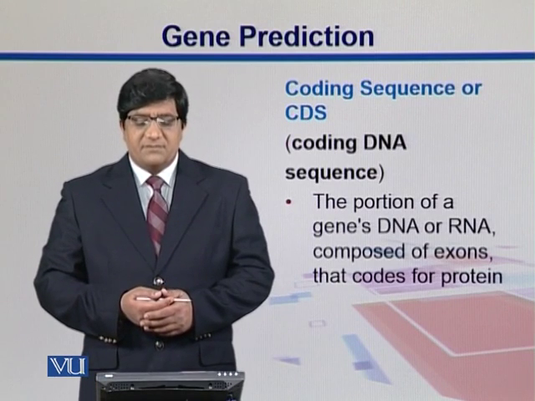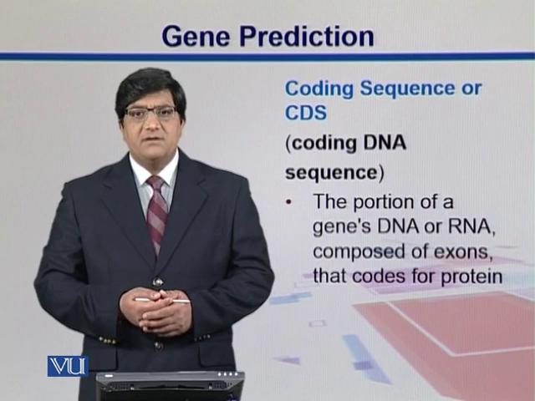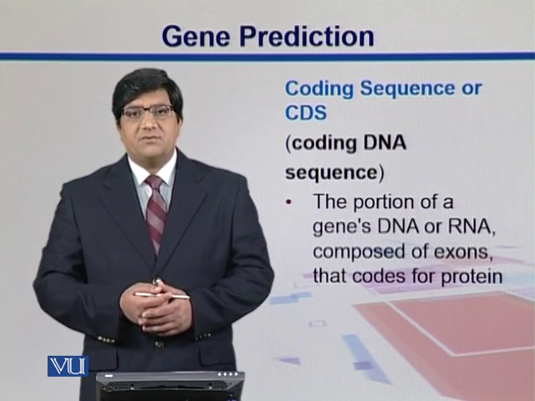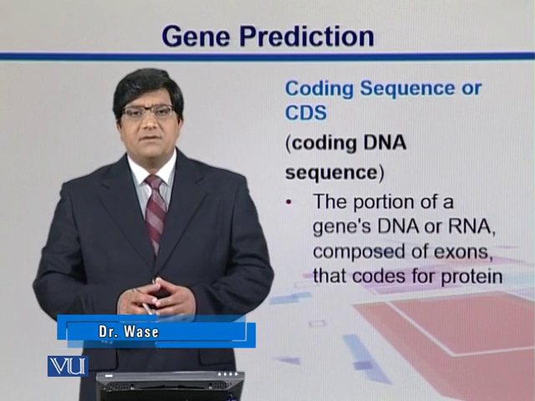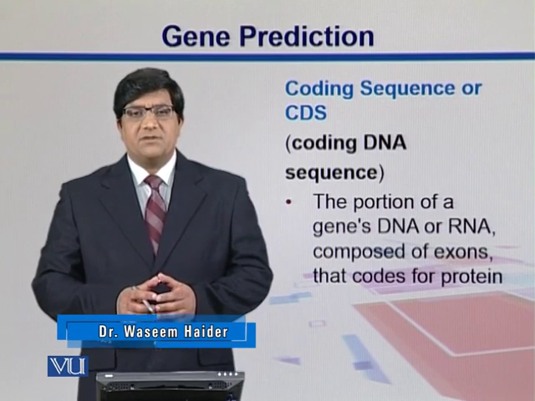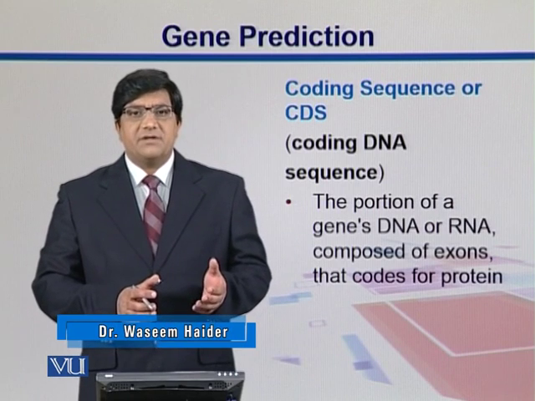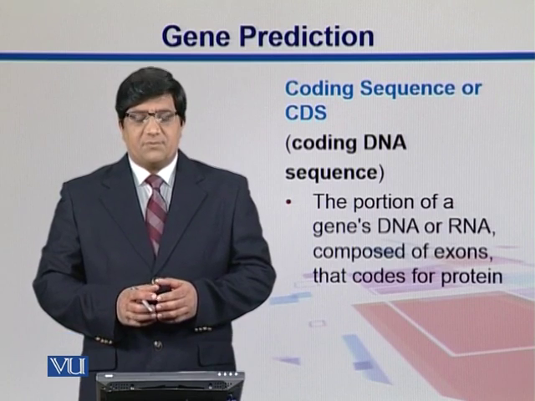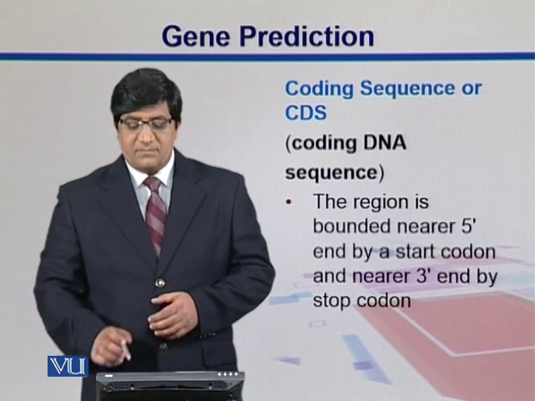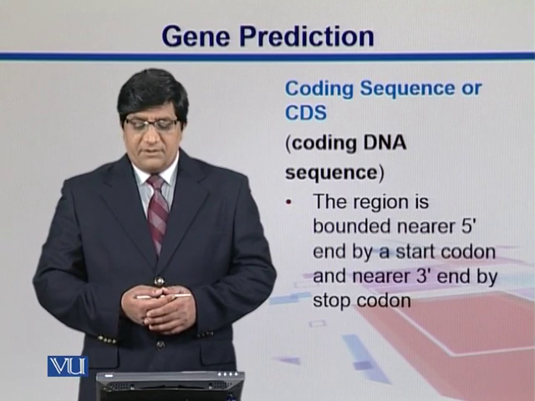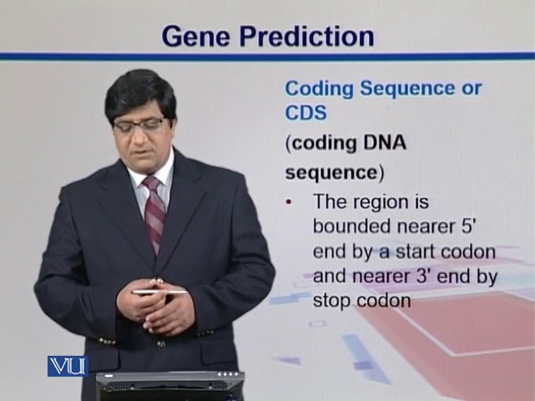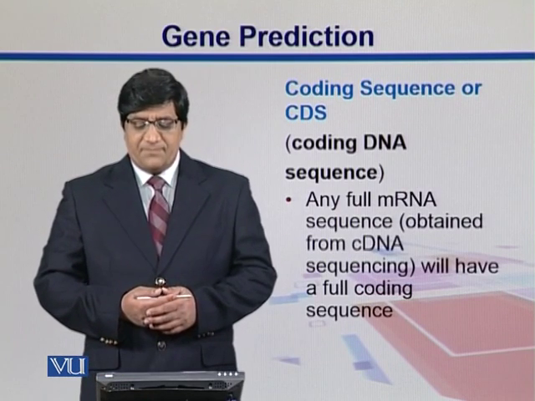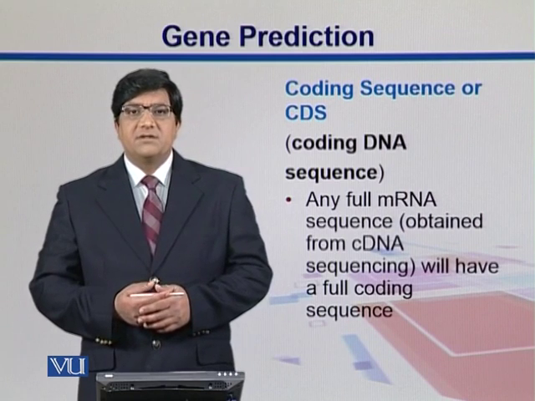What is the coding sequence? The portion of a gene's DNA or RNA that is composed of exons and that codes for protein. So exons put together make up the coding sequence. Normally the coding sequence starts with start codon ATG and it ends with one of the three codons, which are the stop codons. This region is bounded nearer the 5' end by the start codon and the 3' end by the stop codon. Any full messenger RNA that is obtained from a gene can have a CDS.